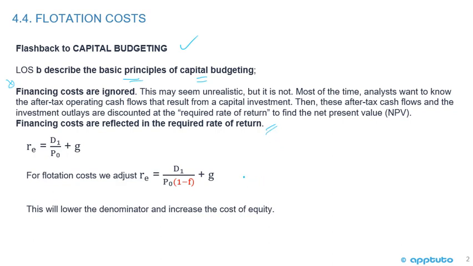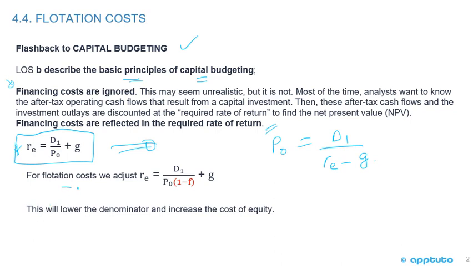So when we look at the cost of equity, the formula is the cost of equity equals D1 over P naught plus g. So a quick review, we know where that came from. It was from the dividend discount model, because in the dividend discount model, P naught equals D1 divided by the cost of equity minus g, correct? So we just spin the equation, and that's how we come up with the cost of equity.